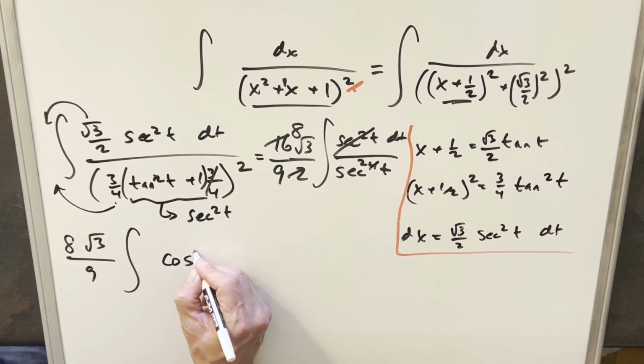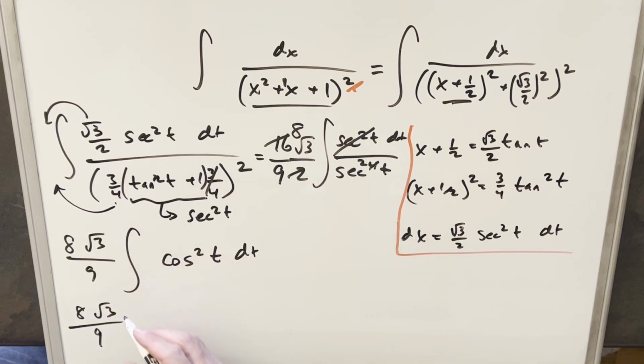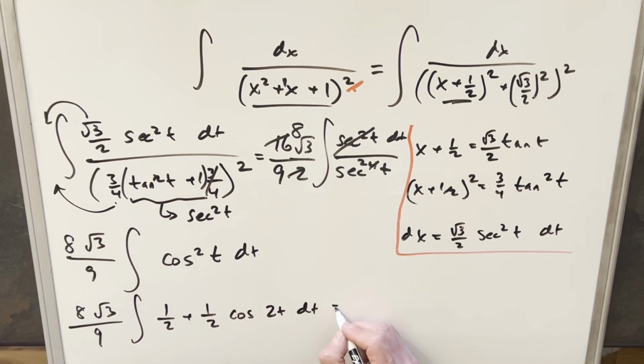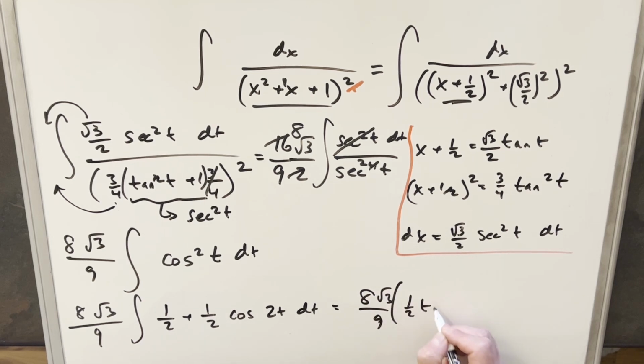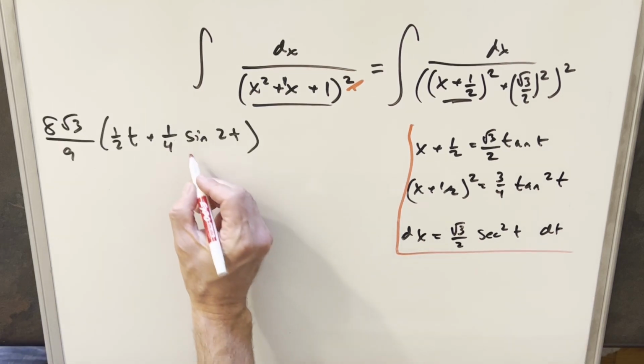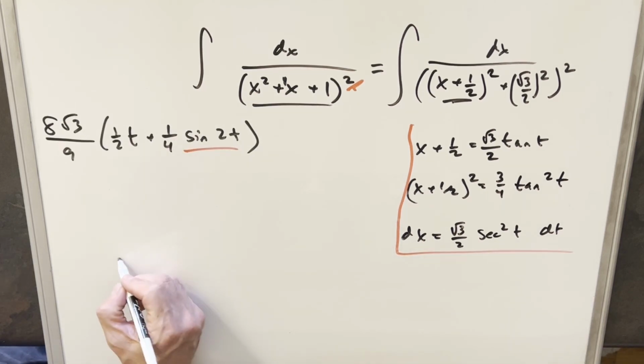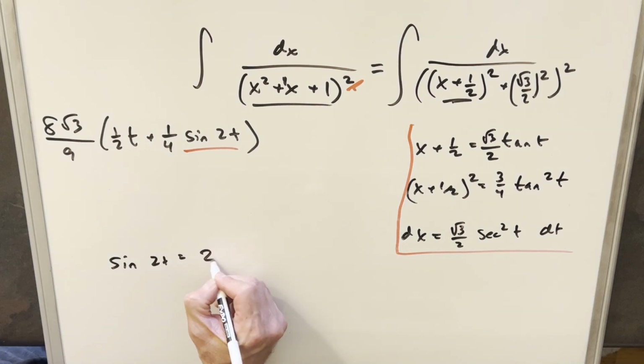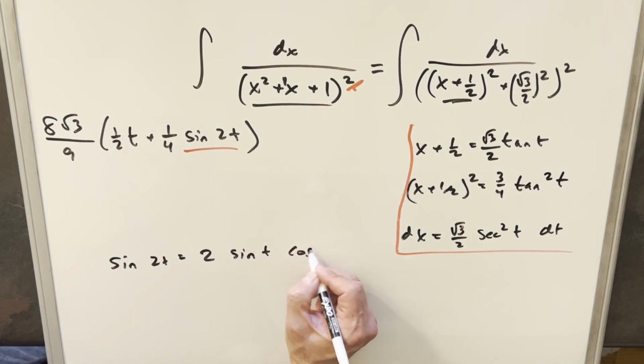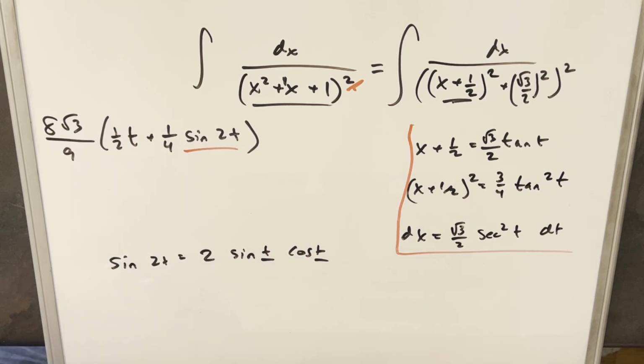Well, that's the same thing as cosine squared of t. But then I'll use power reduction for cosine here. So we can write cosine squared of t as 1/2 plus 1/2 cosine of 2t, dt. And then I'm just going to integrate this. Integrating 1/2, we're going to have 1/2 t, and then integrating, bringing the 2 out, we'll have a 1/4, and then this is going to be just sine 2t. Next, for sine of 2t, I'm just going to use the identity that sine of 2t is the same thing as 2 sine t cosine t, and that'll get us all back to just a single t for our angle.